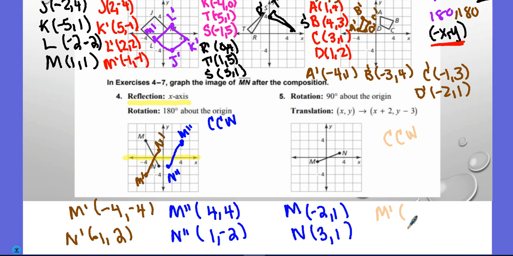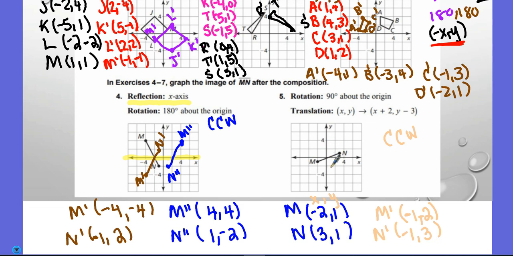It tells me to switch X and Y and then make the Y negative. So M prime, I'm going to switch X and Y and make the Y negative. So this is X and this is Y, and I'm going to take the opposite of the Y. So this is -1 and -2. And then N prime would be -1 and 3. I switched them and then I took the opposite of whatever the Y was.